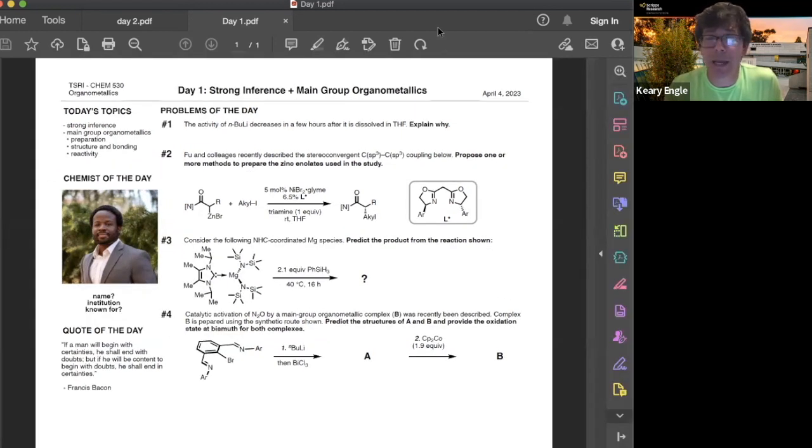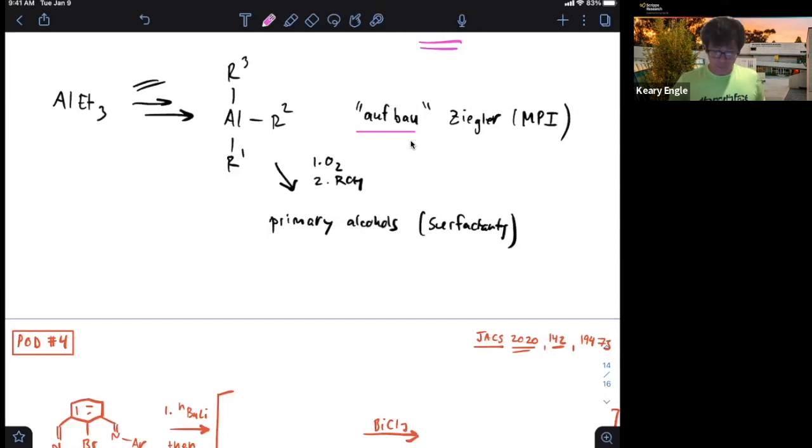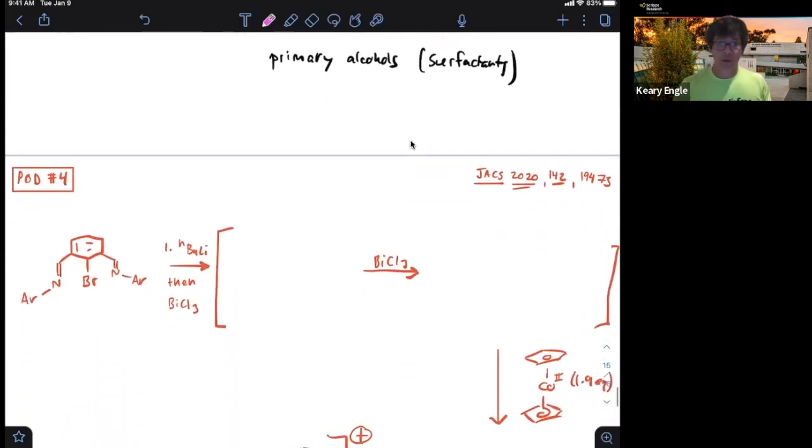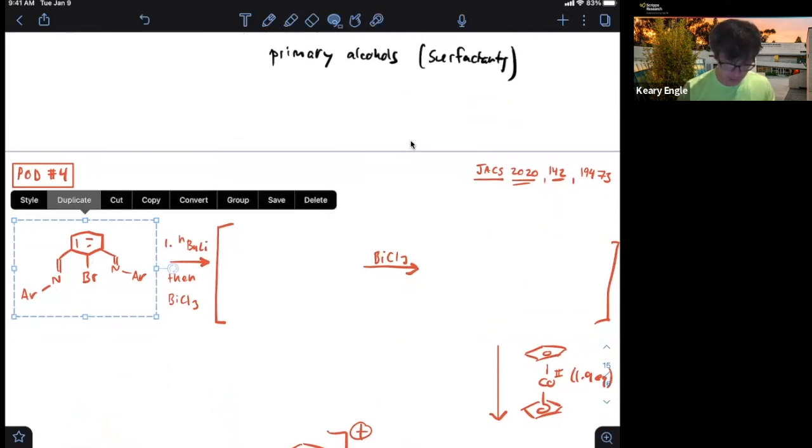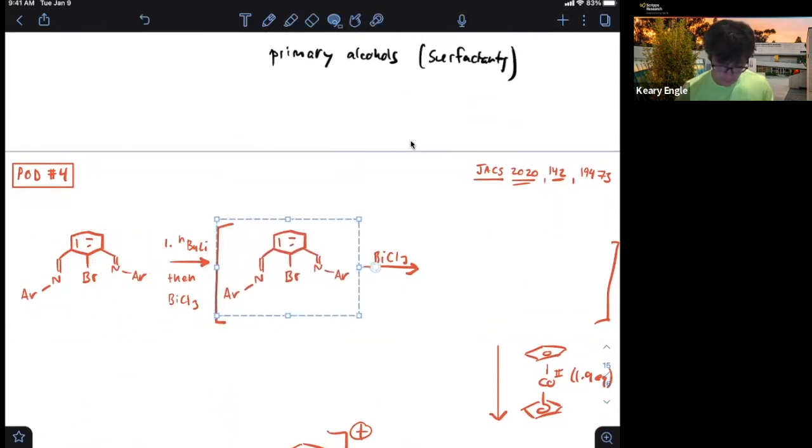Okay, let's go back to the iPad and we'll do this one together. So if you're following along online, feel free to pause it if you want to work this solution yourself. Otherwise, we'll jump right in.